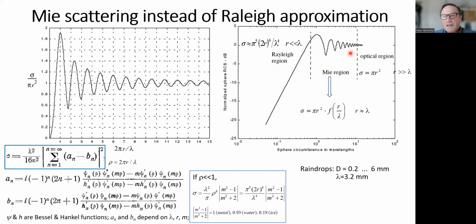In the case of raindrops, which have sizes from 0.2 to 6 millimeters, and the wavelength in W-band is 3.2 millimeters, this ratio is from 0.2 to 6. That is why, from this point to this point, we are working in the resonant region. That is why the Rayleigh approximation, which is used for centimeter wavelength radar, is not applicable in the case of W-band radar.